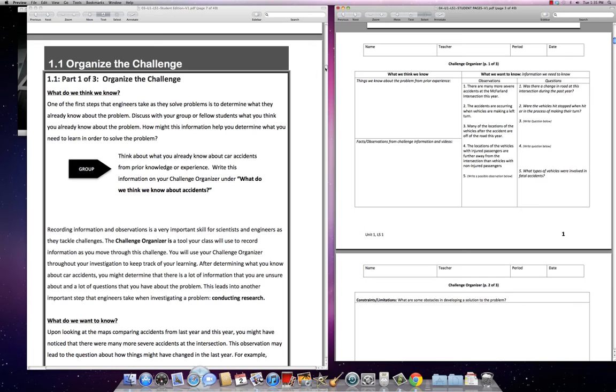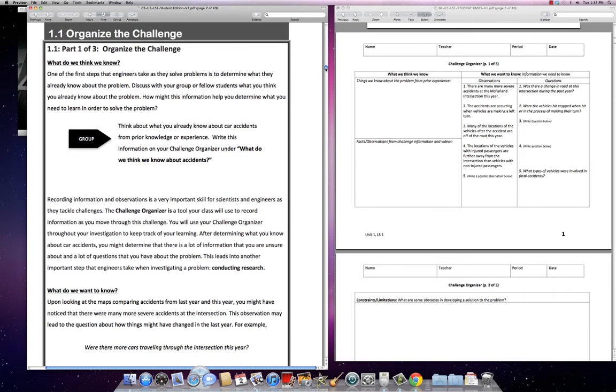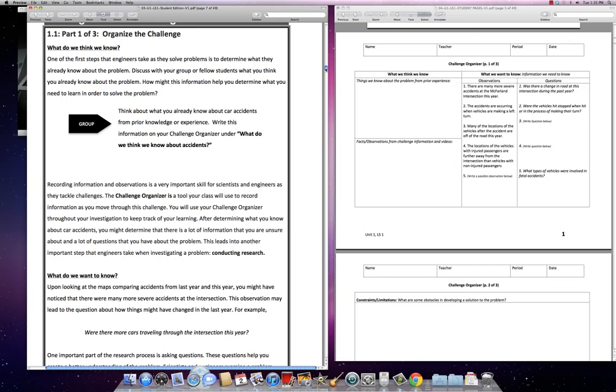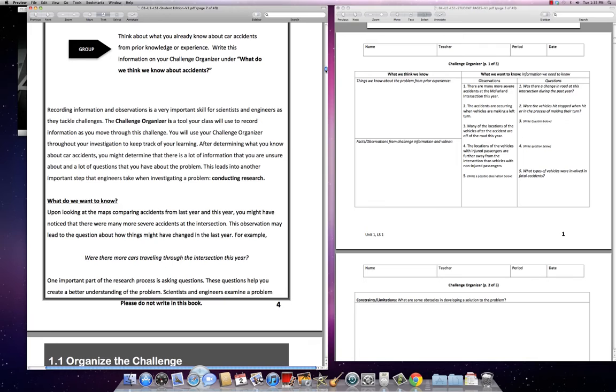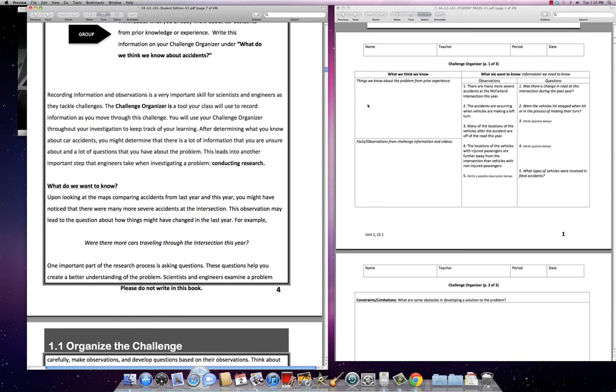After they review some of the information that they know about car accidents, the next step in organizing the challenge is looking at what do we want to know. At this point, students are going to make some observations. This is the first step in writing questions. Students will be scaffolded through the question writing process. Writing questions for middle school students could be a difficult task. So we're going to provide them with specific observations and ask them to write a question based on those observations. This goes in the what we want to know column.